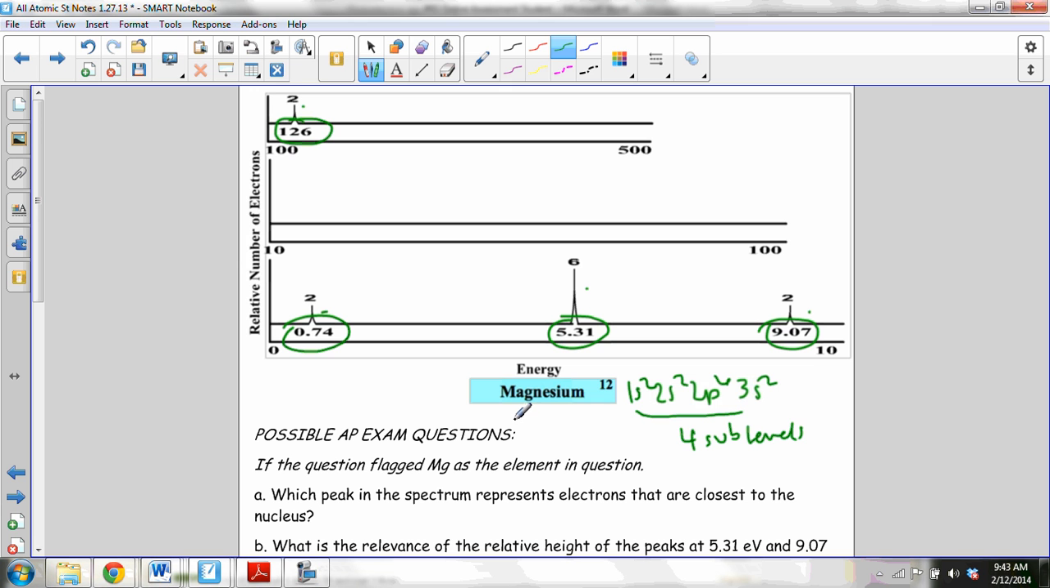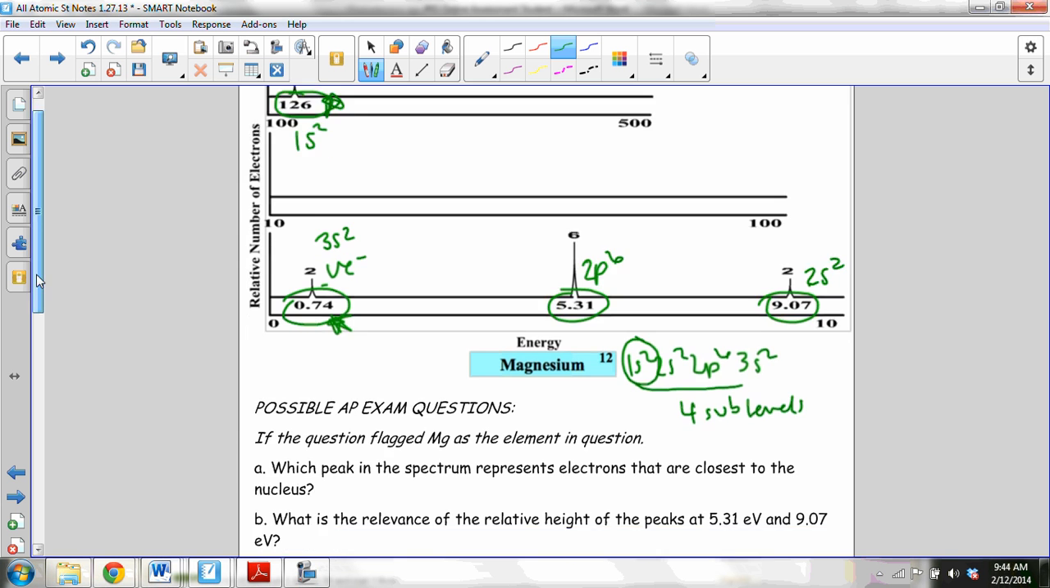So which one is of the highest energy? The highest energy one is going to be the one that's the inner core electrons. So the highest energy, this 126, is going to be the 1s2 electrons. The next highest energy, the 9, is going to be the 2s2 electrons. The next highest energy is going to be the 2p6 electrons. And then the final, the valence electrons, will be the 3s2. So this right here is the valence shell, where this right here is the most inner core shell.